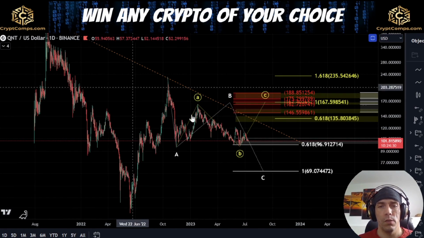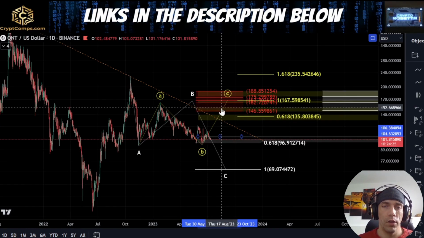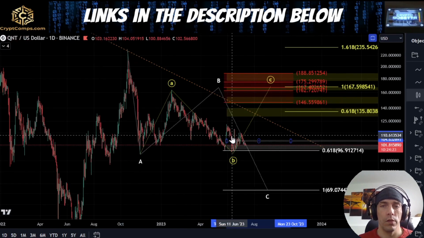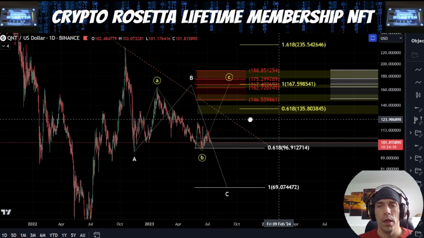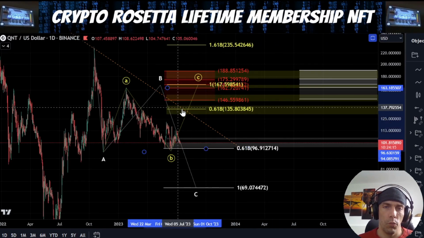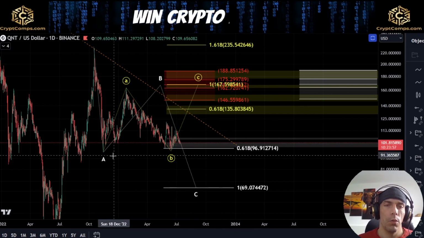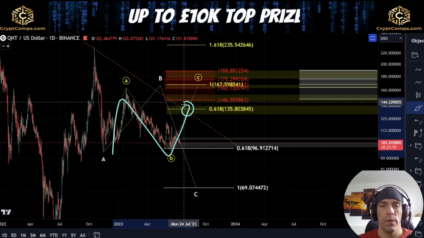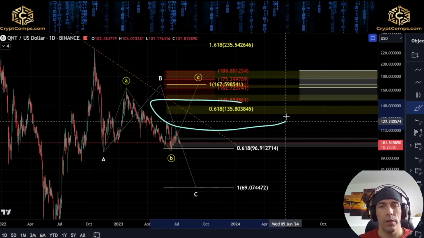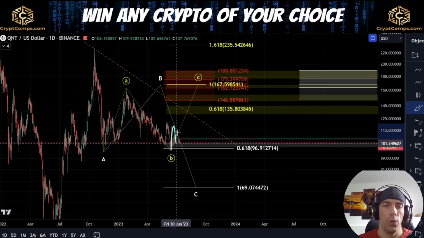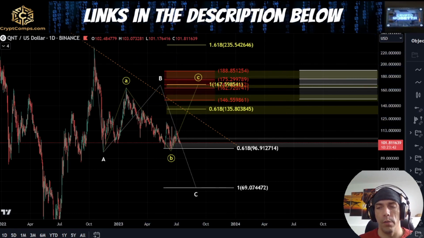But we would still need to break out of this channel line here if this is the case. Now, if this is a flat here, typically speaking, what we would be looking for is the 1-to-1, which, like I said, is up here towards this 167. If we just get a move up here towards this 0.618, however, this would align with actually coming back into this channel, where we just get a truncation in the C wave and we actually just move down from this point. Now, this is very rare, so it's not my primary expectation here. What I'm looking out for more is that we could actually start to develop a 5-wave move to the upside, looking to target up this higher box area.